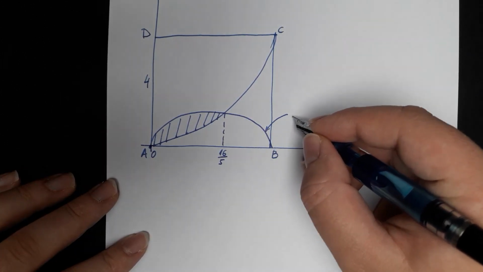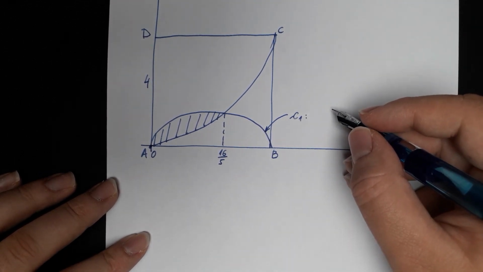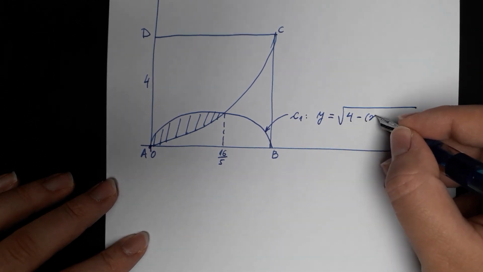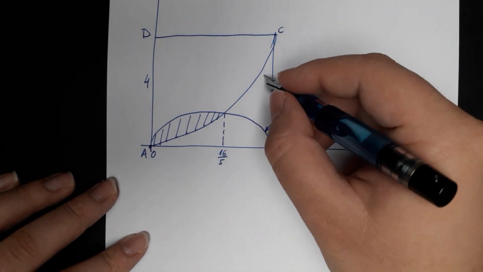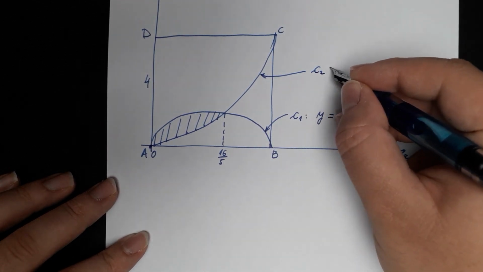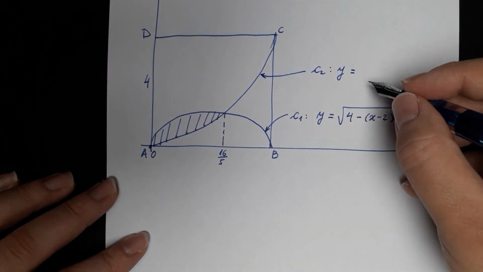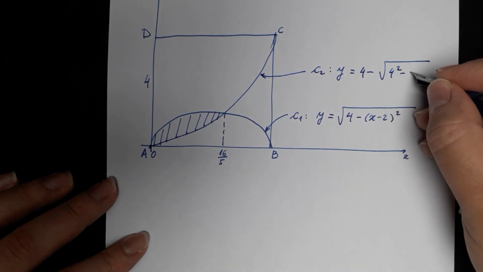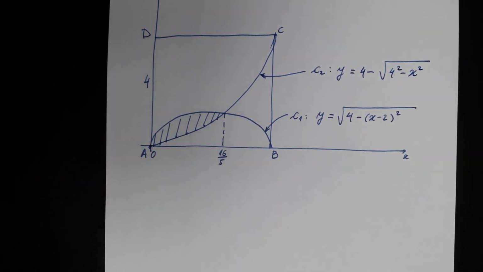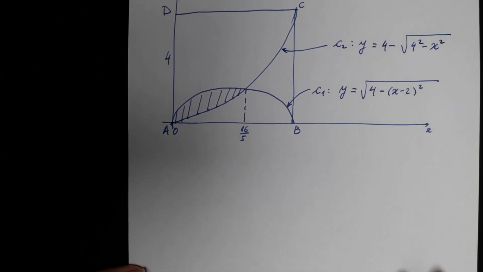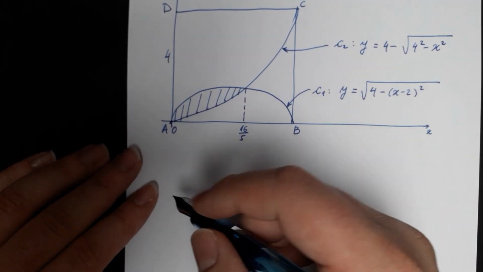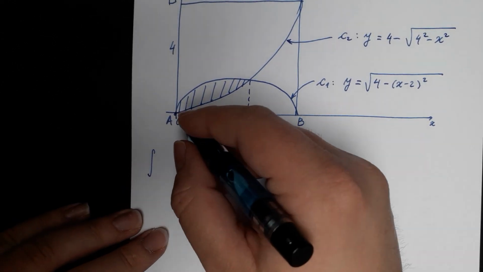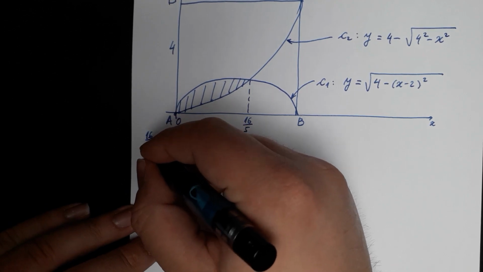So the equation of the C1 border is y is equal to the square root of 4 minus (x minus 2) squared. And the equation of the C2 border is y is equal to 4 minus the square root of 4 squared minus x squared. Now, in order to calculate this area, we are going to use calculus. So we are left with an integral which goes from 0 to 16 over 5.